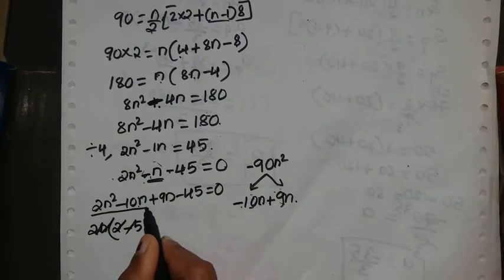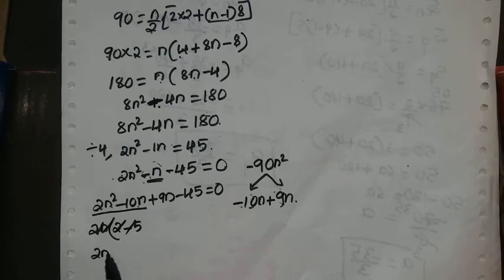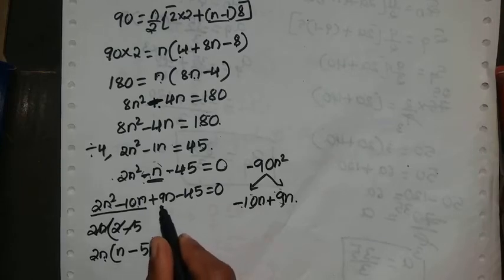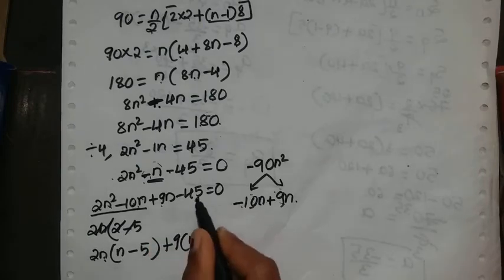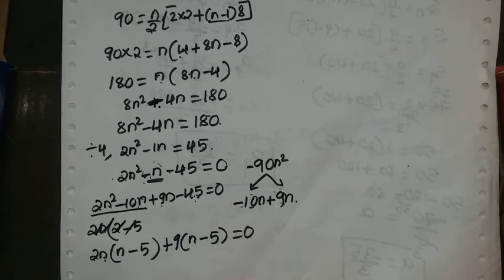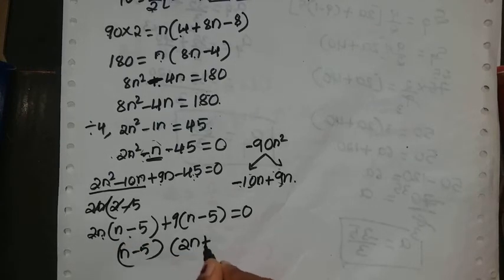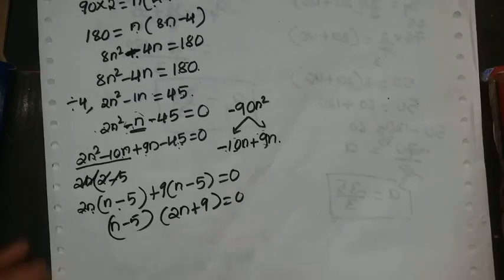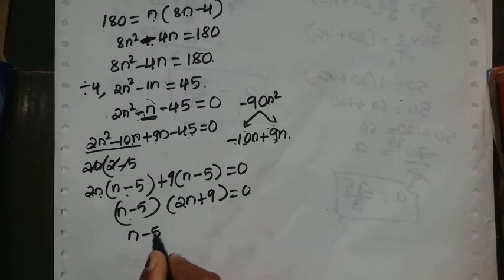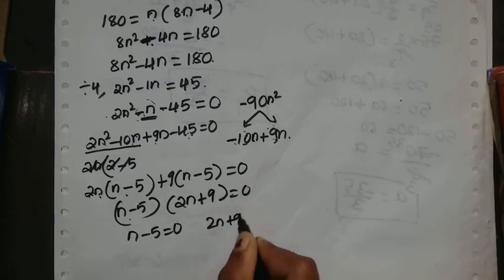Here in the first two terms 2n is common. 2n outside, we are left with n minus 5, 2 fives are 10, n is outside. Plus, here 9n minus 45, 9 is common, n minus 5, 9 fives are 45, equals 0. Again this can be written as n minus 5 is common, we are left with 2n plus 9 equals 0. So I take n minus 5 equals 0 and 2n plus 9 equals 0.